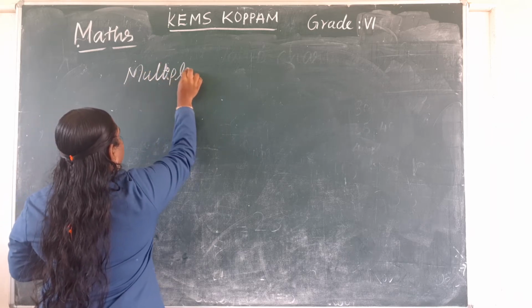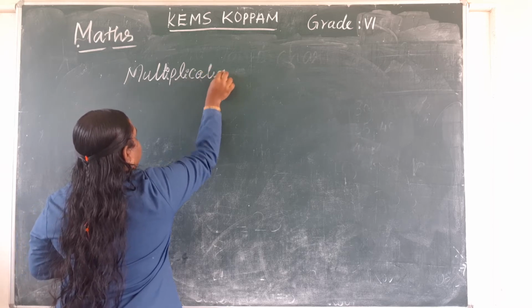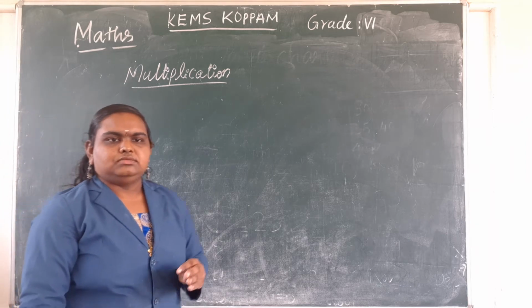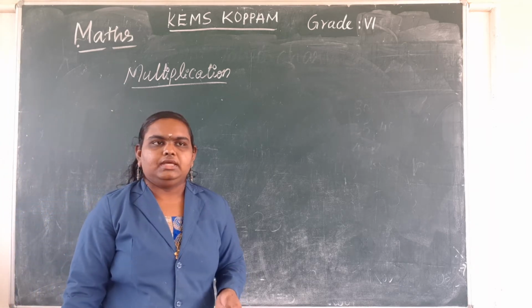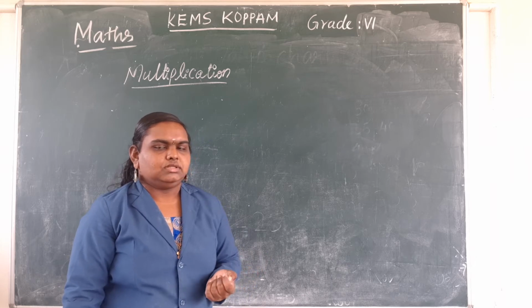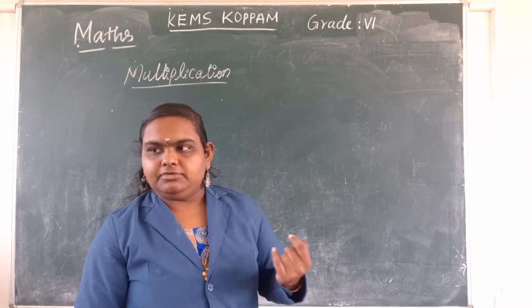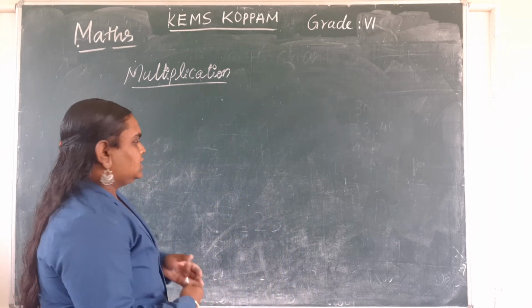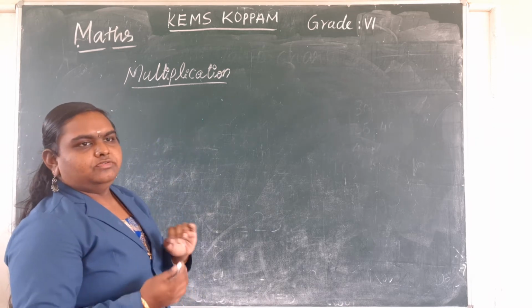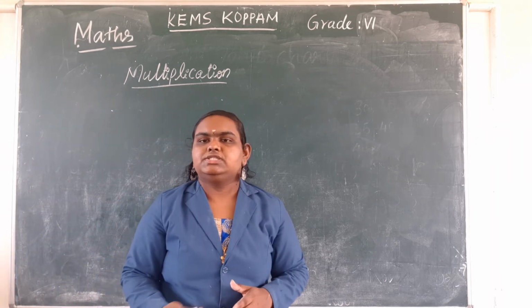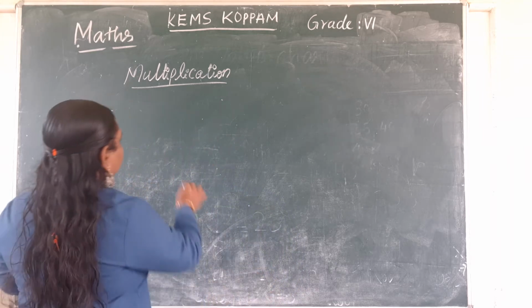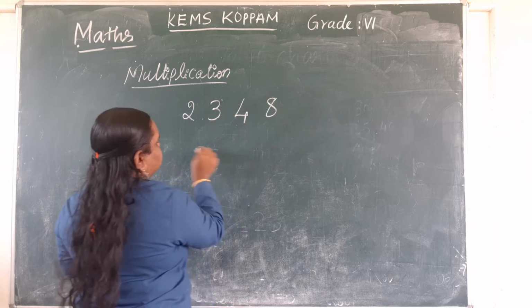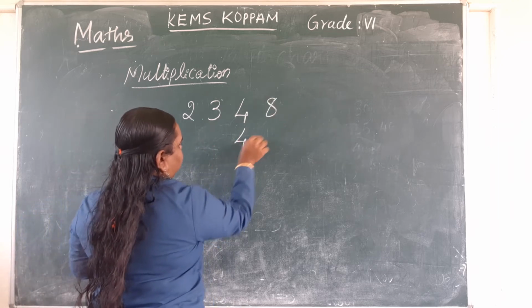So, multiplication. You already learned multiplication in the previous standard itself, isn't it? You all know to add, subtract, multiply and divide. These are all we studied in the 5th standard itself, isn't it? Yes. So, next one, multiplication. We are learning multiplication for large numbers. Okay. So, I am writing 2348 into 42.